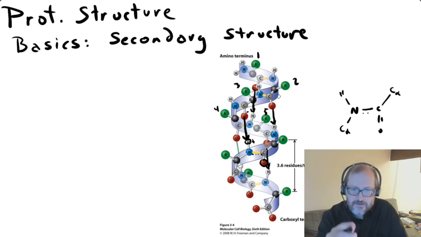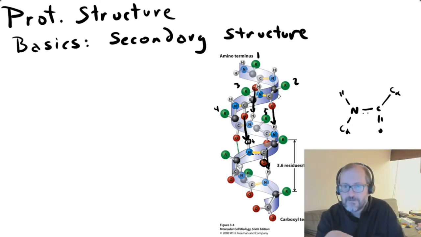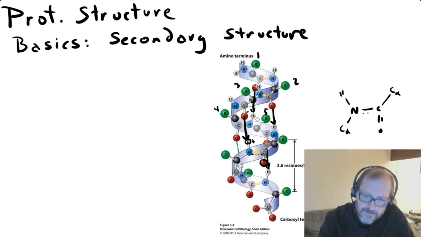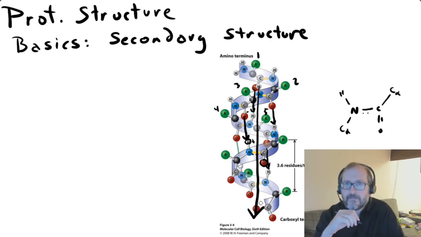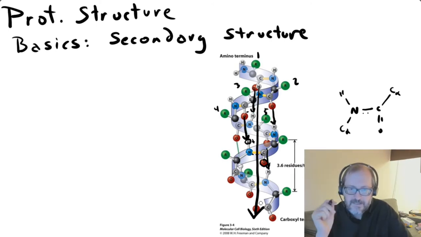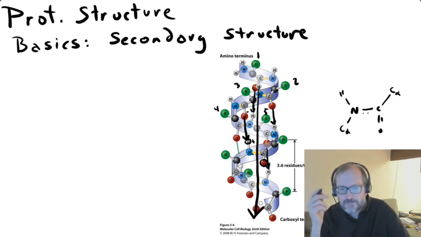And since all these dipoles are pointing the same direction, you can say that alpha helices have a net dipole, right? They're all going to add up constructively and make a net dipole for the whole helix, and that's going to have biophysical consequences.